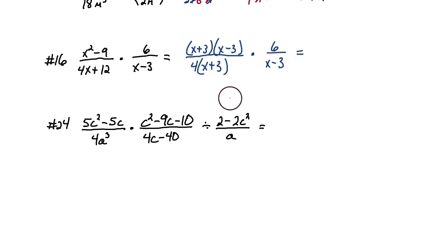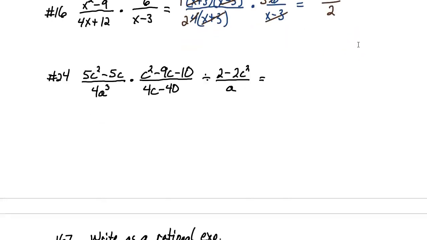Now let's try to reduce things. X plus 3 cancels x plus 3, leaving a whole number of 1. X minus 3 cancels x minus 3, leaving a 1. How about 4 and 6? Can you reduce those? They both divide by 2. 4 divides by 2, leaving 2, and 6 divides by 2, leaving 3. In the top we have 1 times 3, and in the bottom it looks like there's just a 2 left over.